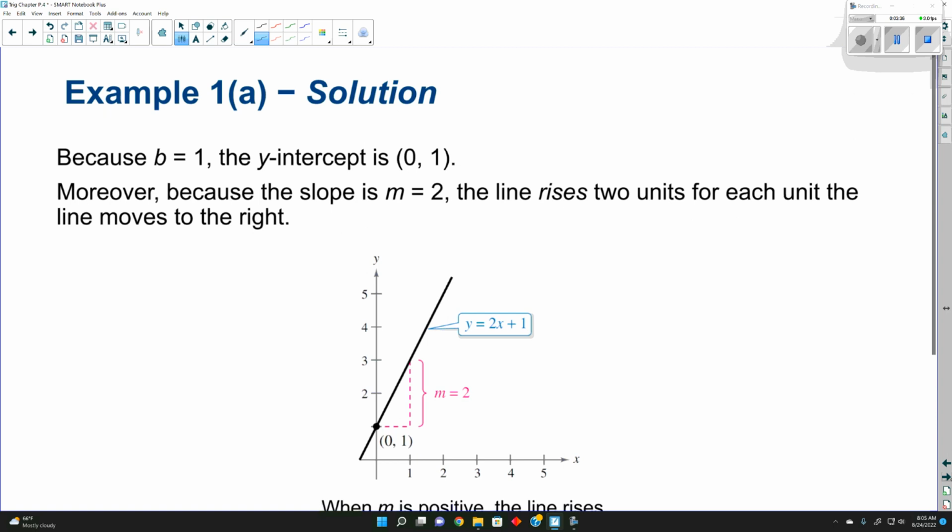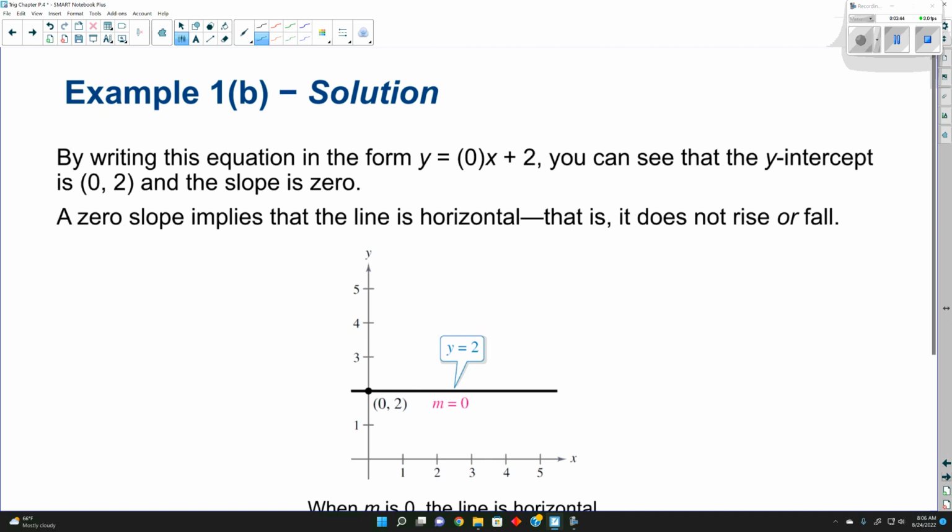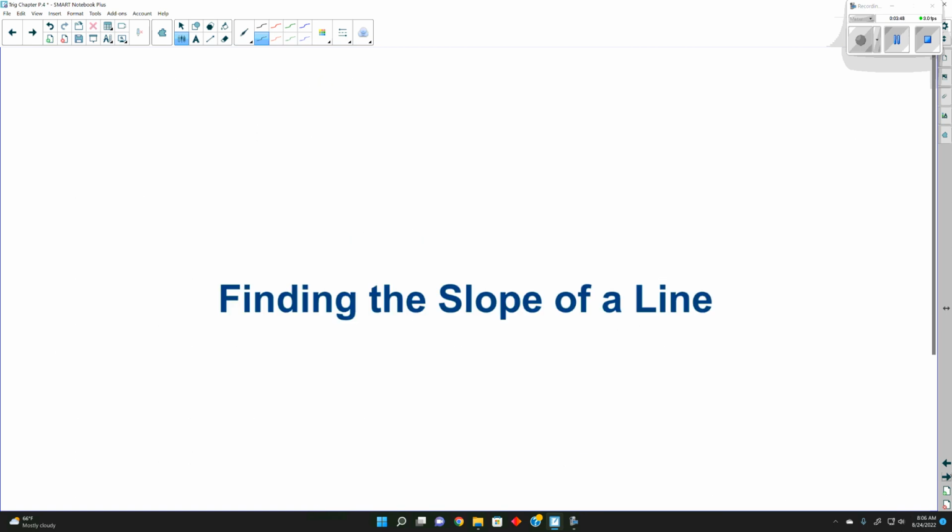Because b is equal to 1, the y-intercept is (0, 1). Moreover, because the slope is 2, the line rises 2 for each unit it moves to the right. We have our flat line. We have the one that's going down. Questions on any of this here?